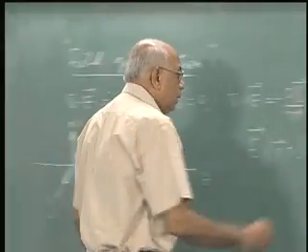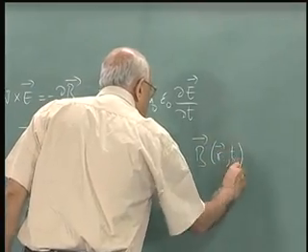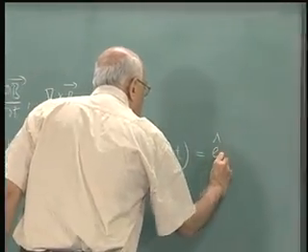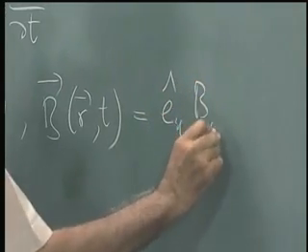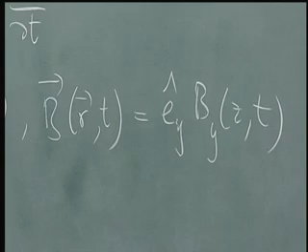And similarly, the magnetic field B of r and t is By times the unit vector in the y direction, and that is a function of z and t alone.